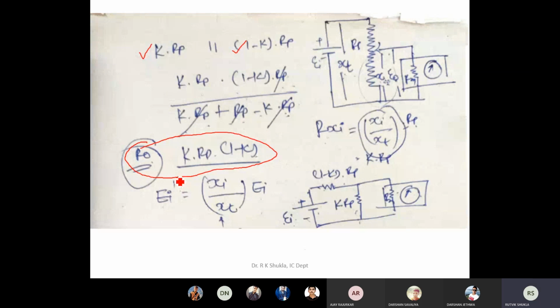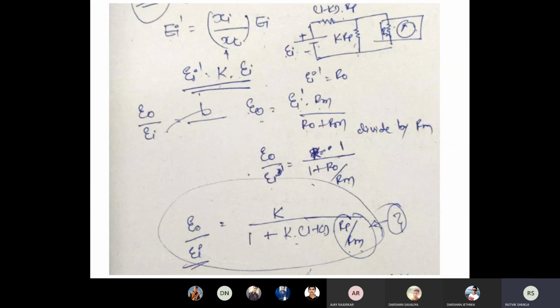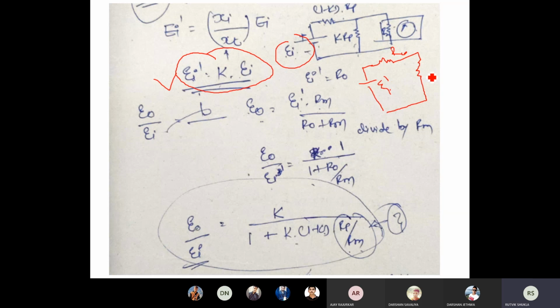Second thing, you can find out the EI dash. EI dash is generally given by Xi by Xt into EI. So Xi by Xt is nothing but K. So EI dash is equal to K into EI. So here, this is the second equation. EI dash is given by K into EI. So the simplified circuit is, EI is replaced by EI dash. So here you have this circuit. Simplified circuit, this is EI dash, this is RO, and this is RM. Only three components left.